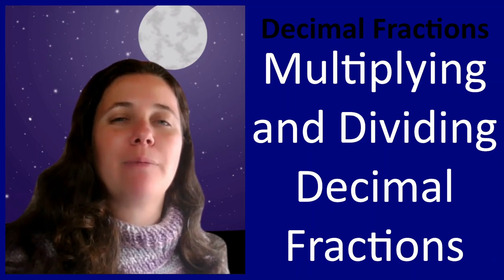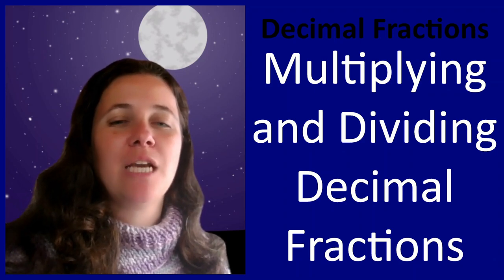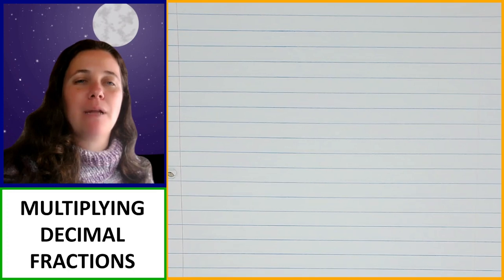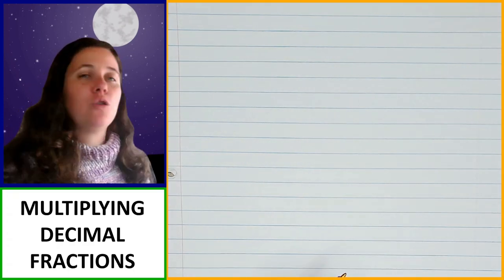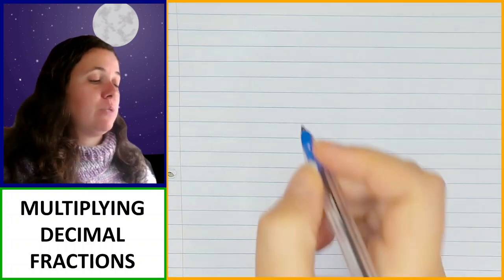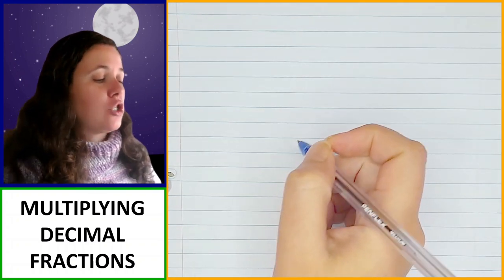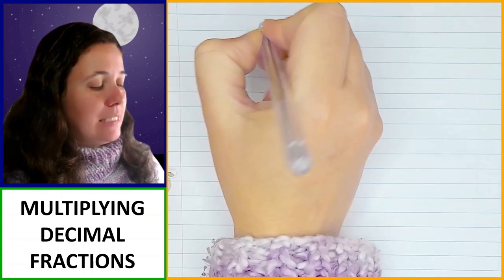Today we're going to be learning about multiplying and dividing decimal fractions. We're going to start off by looking at multiplying decimal fractions, and we're going to do a very simple example first just to establish the rules that we're going to be using while we're doing this section. So when we're multiplying decimal fractions, let's have a look at this example.